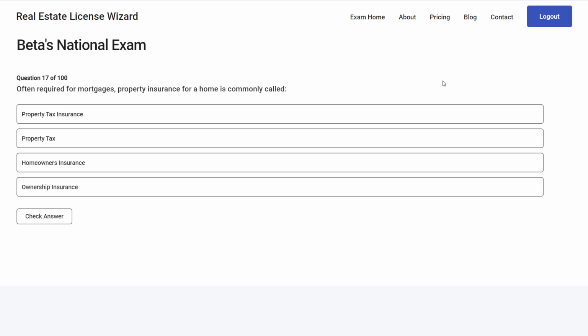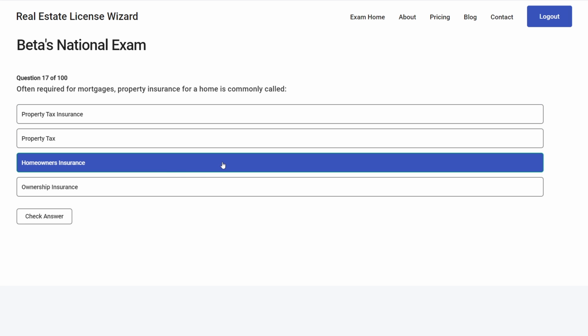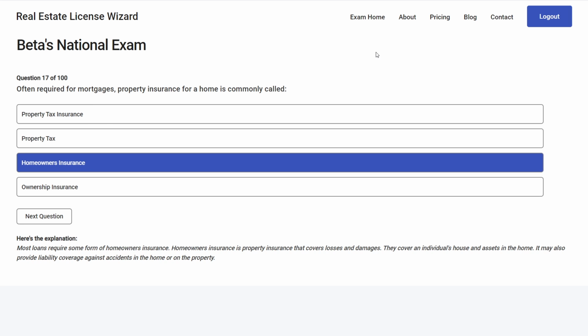All right. So this one, pretty straightforward. It's homeowners insurance. Some people get this mixed up with property tax. It is true, because when you're looking at a mortgage and what people are paying month to month, property tax is included as well as homeowners insurance traditionally. So that's why some people do get this mixed up with property tax. But no, it's just called homeowners insurance. It's pretty straightforward. And of course, most loans do require some form of homeowners insurance. So keep that in mind as well.